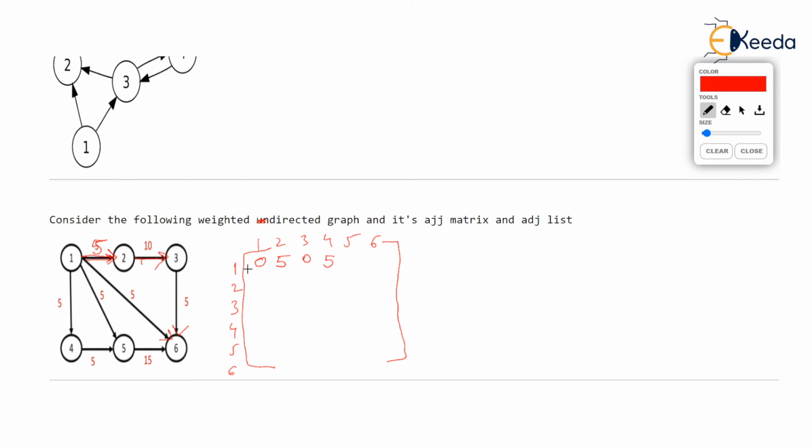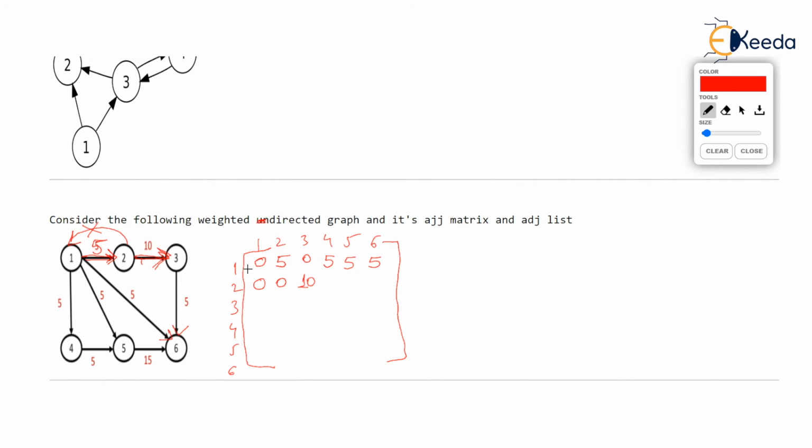What about 2 to 1? 2 to 1 has to be 0 because there is no edge from 2 to 1. You see, there is no directed edge from 2 to 1. So it will be 0. 2 to 2 is of course 0. There is no loop. 2 to 3 is 10. Check. There is a directed edge from 2 to 3, and the weight is 10. What about 2 to 4, 2 to 5, 2 to 6?